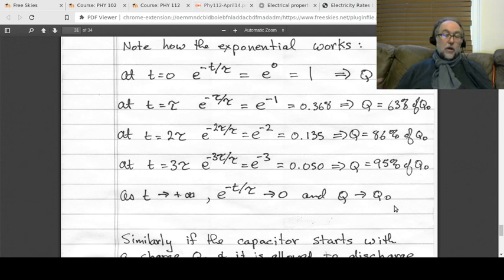Okay, so there you go. There's the story of a capacitor charging up. It starts charging fast at first, and then it slows down, but eventually it will max out at q naught, where q naught is just equal to C, the capacitance, times V. All right, great.